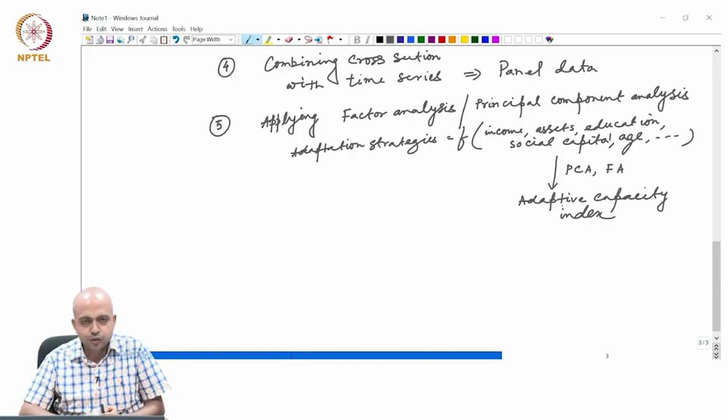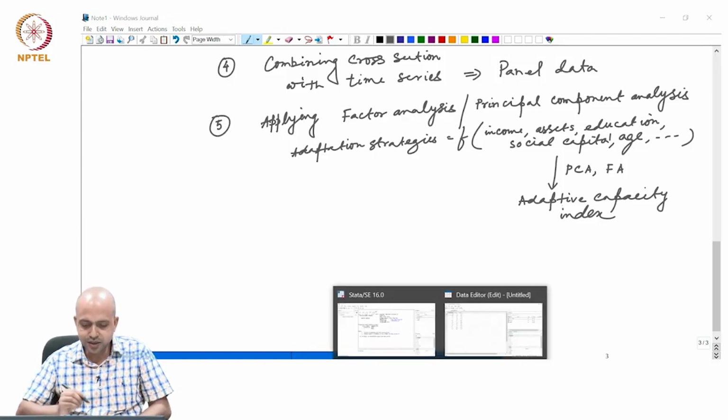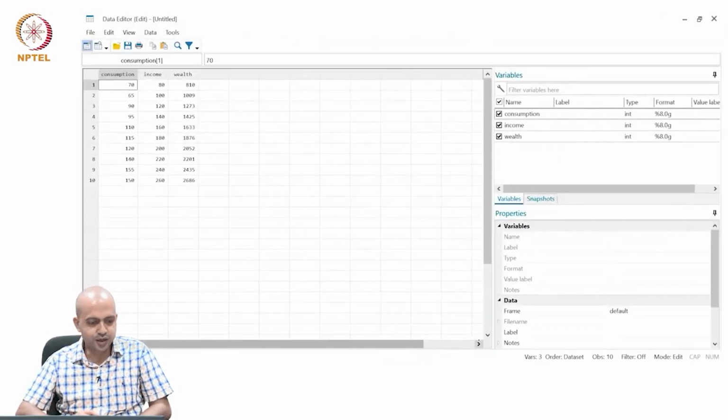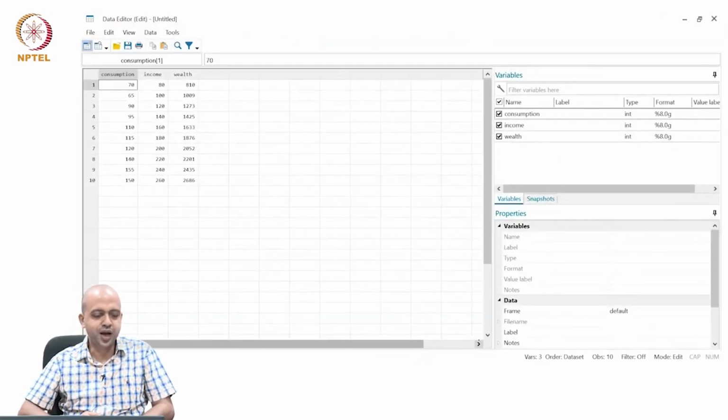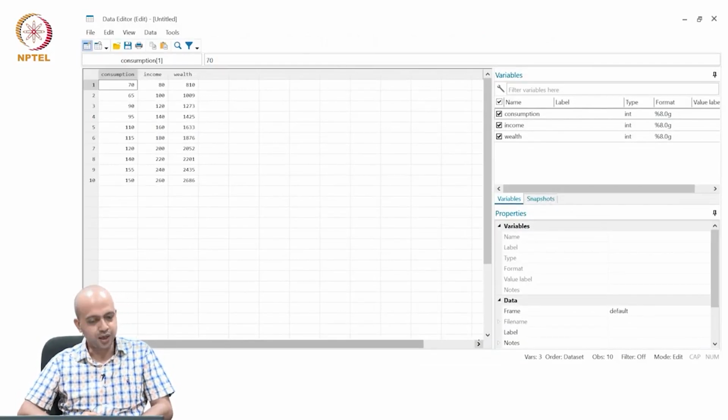Now, what we will do? We will take one hypothetical data set and we will see what type of consequences may arise due to the multicollinearity problem. And this is a data. Look at the data set. This is a hypothetical data on consumption, income and wealth.